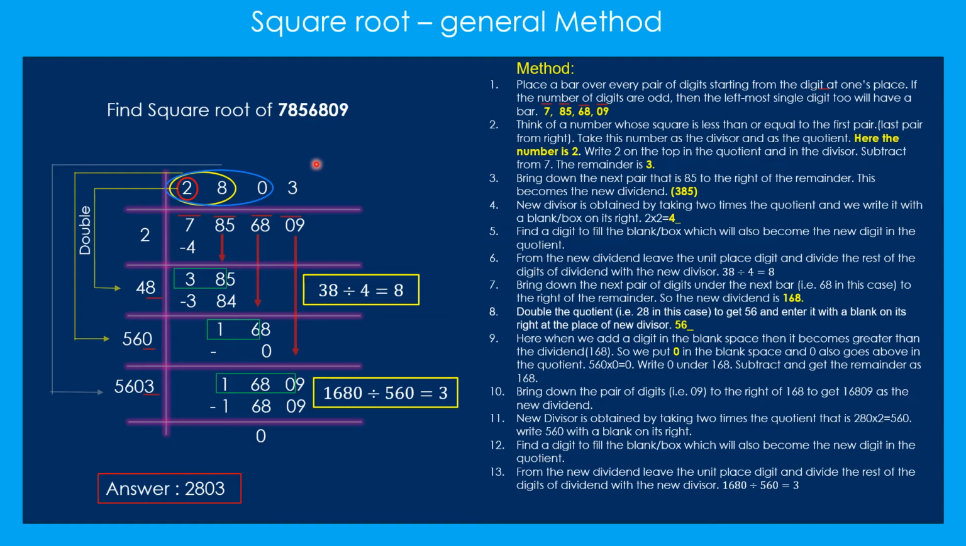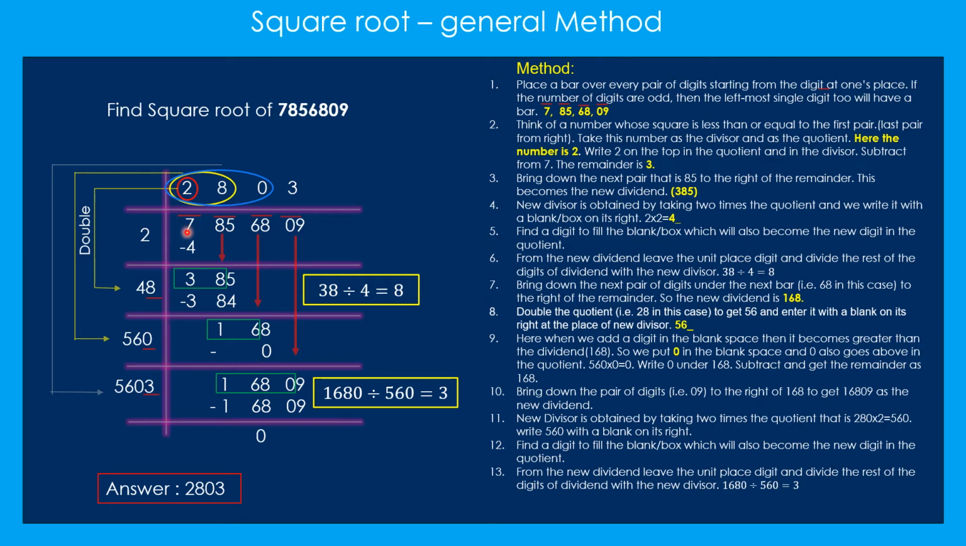Find the square root of 7856809. The first step, you write the number 7856809, draw a vertical line as well as horizontal lines. Then you place a bar over every pair of digits starting from the digit at ones place, and if the number of digits is odd, then the leftmost single digit too will have a bar. So here 0, 9 we make one pair, put a bar, 6 and 8 is another pair, we put a bar, 85 is another pair, we put a bar, 7 is left because the number of digits here is odd. So we will consider 7 as another pair and we put a bar over 7.